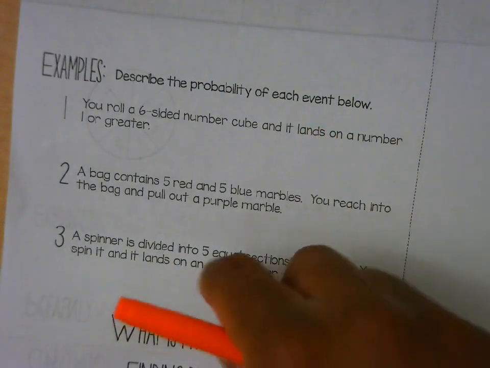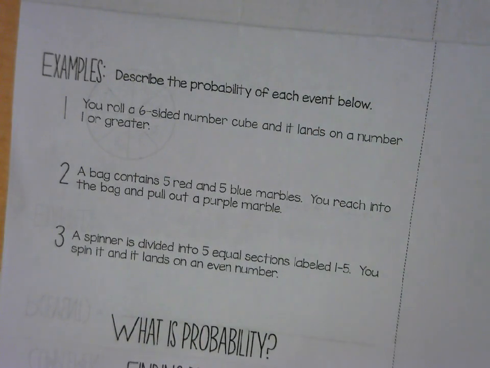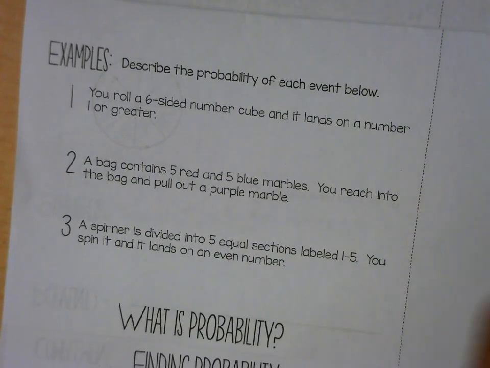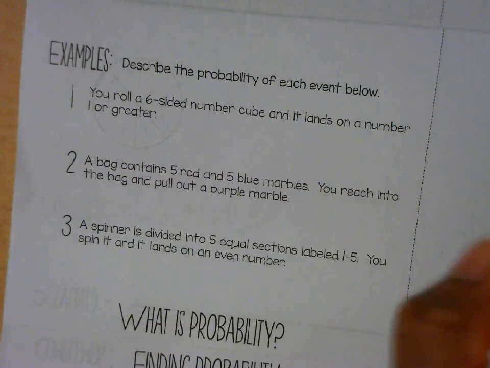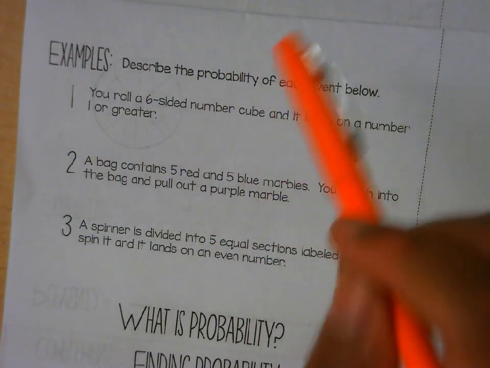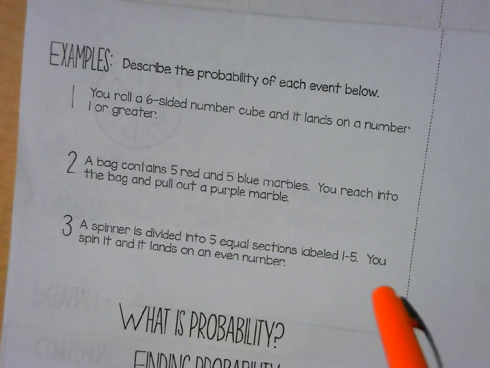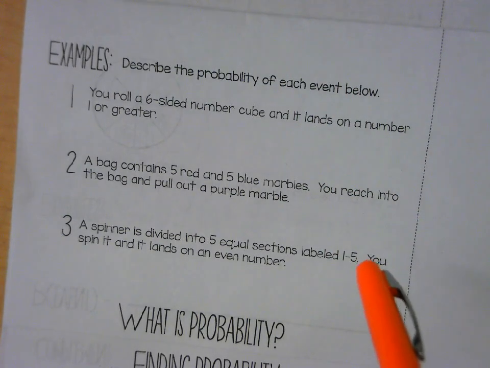All right, so let's look at the examples here. The first example is you roll a six-sided number cube and it lands on a number 1 or greater. A six-sided number cube is a die, like one of the dice. What would you say that would be? Is that impossible, unlikely, as likely as not, likely, or certain? It's certain, because if you think about a die, all of the numbers are 1 or greater: 1, 2, 3, 4, 5, 6, right? So this is certain.